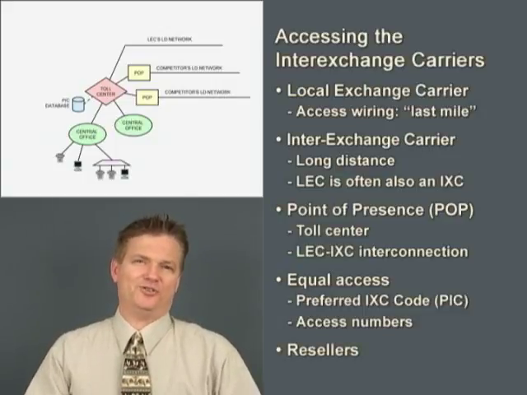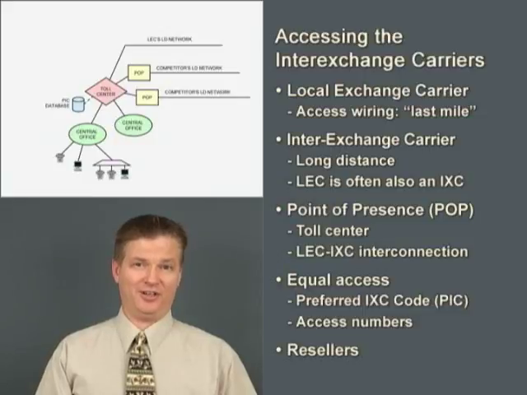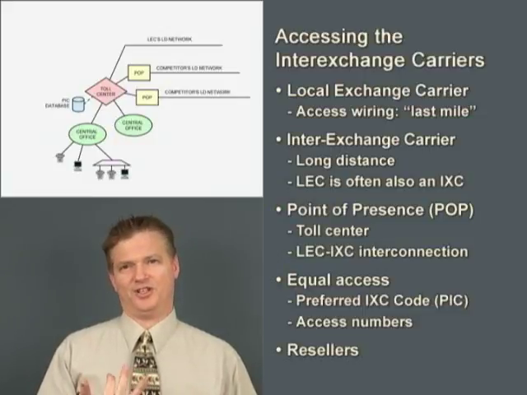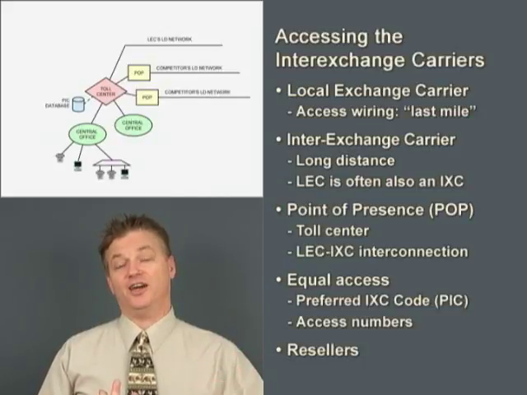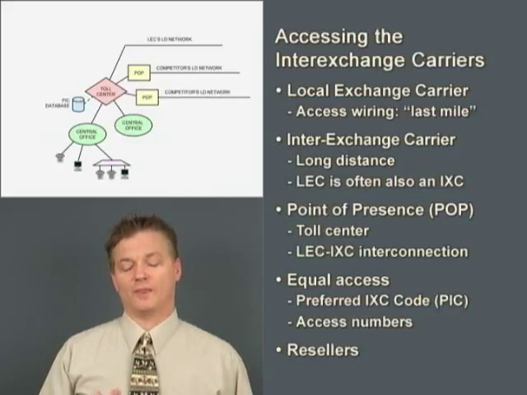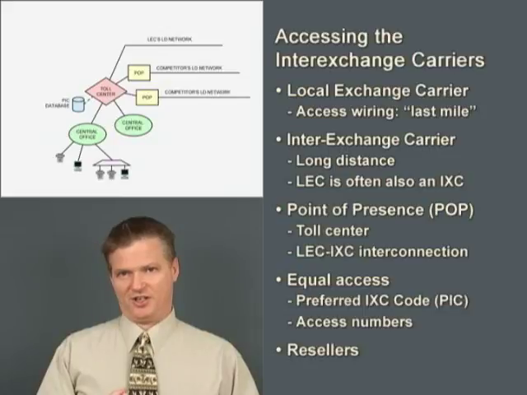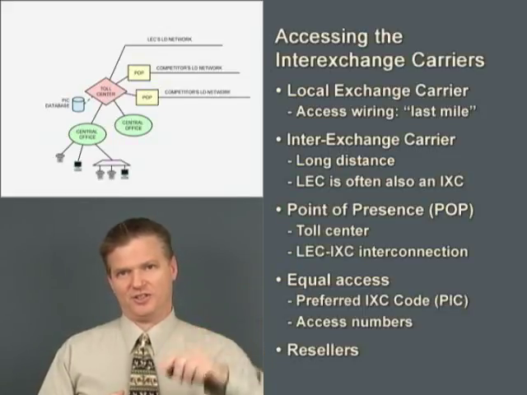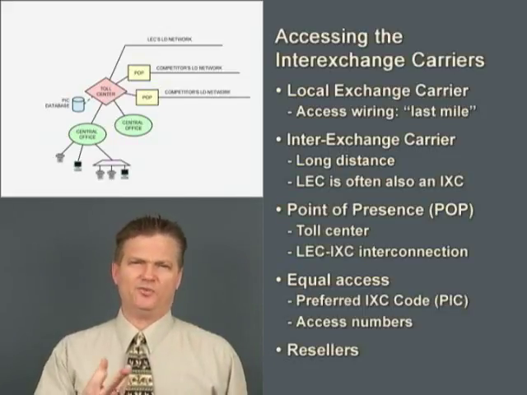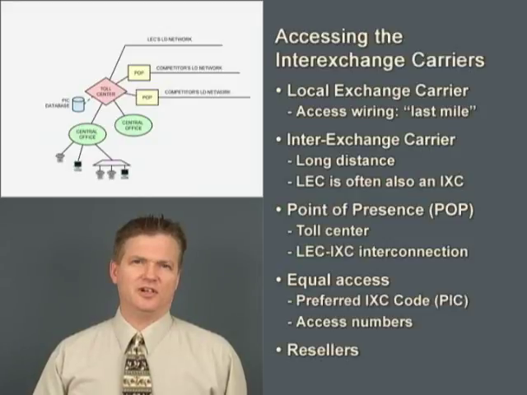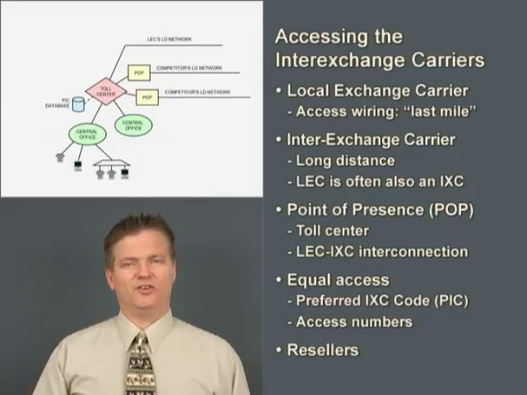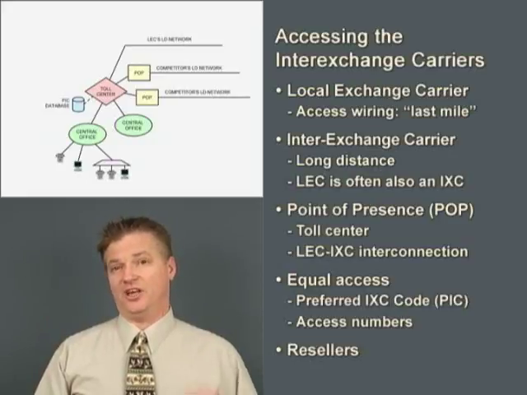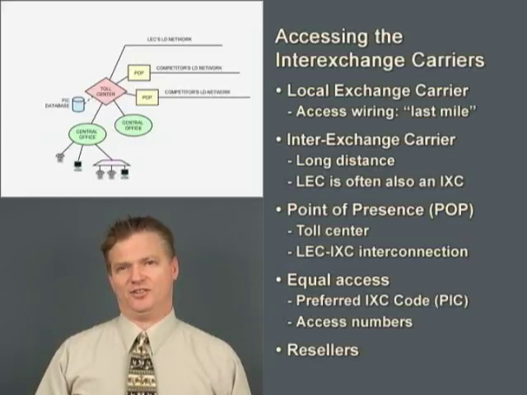Now, we've talked about two main types of carrier. We've got the local exchange carrier. They're the ones who own the central office and the wires going to your home. Then we've got inter-exchange carriers. These are the ones that connect the toll centers together. What does a reseller do? Well, a reseller doesn't have any local wiring going to your home, nor do they have any long-distance connections.